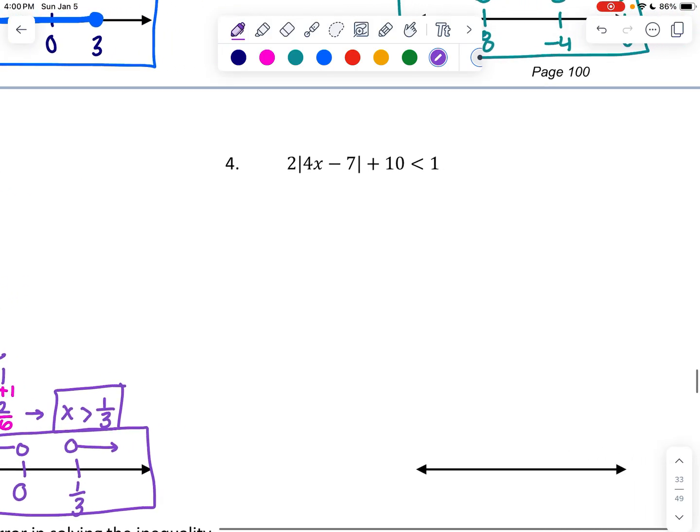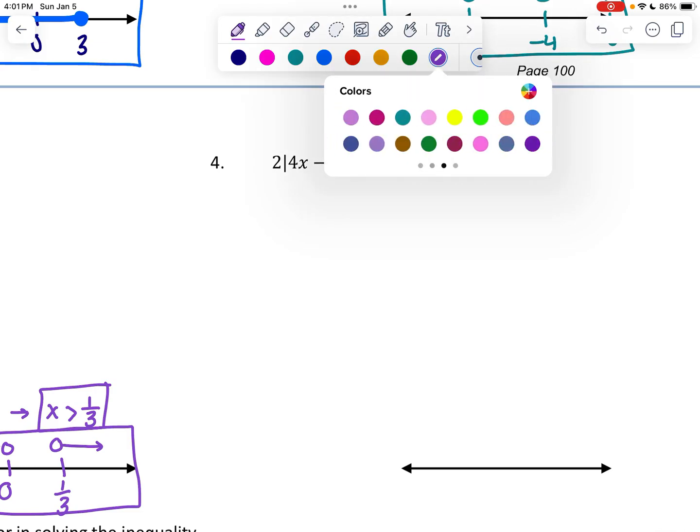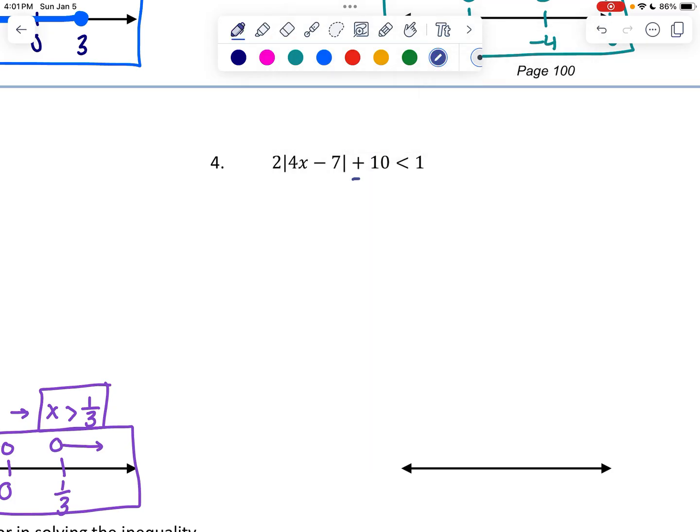Okay. Next one. We got this one and then one more. Number 4. So this one requires just a wee little bit more work. That's okay. We can handle it. We know what we're doing. We're going to subtract 10 on both sides because don't forget, you have to get your absolute value. This guy has to be completely alone. Right now, not alone. So we're going to subtract 10 on both sides before we do anything else.